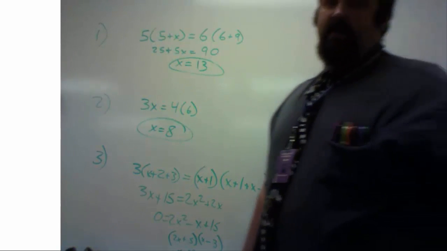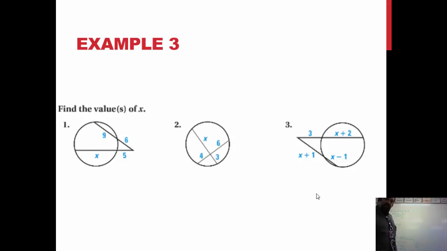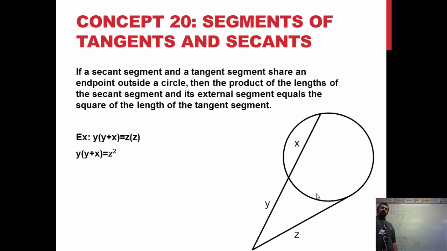Alright, at this point we have one last thing to go over in this section. That's the segments of a secant and a tangent. So if I have a secant segment and a tangent segment, like in this picture here in the bottom right, the tangent segment is z, the secant segment is x and y.